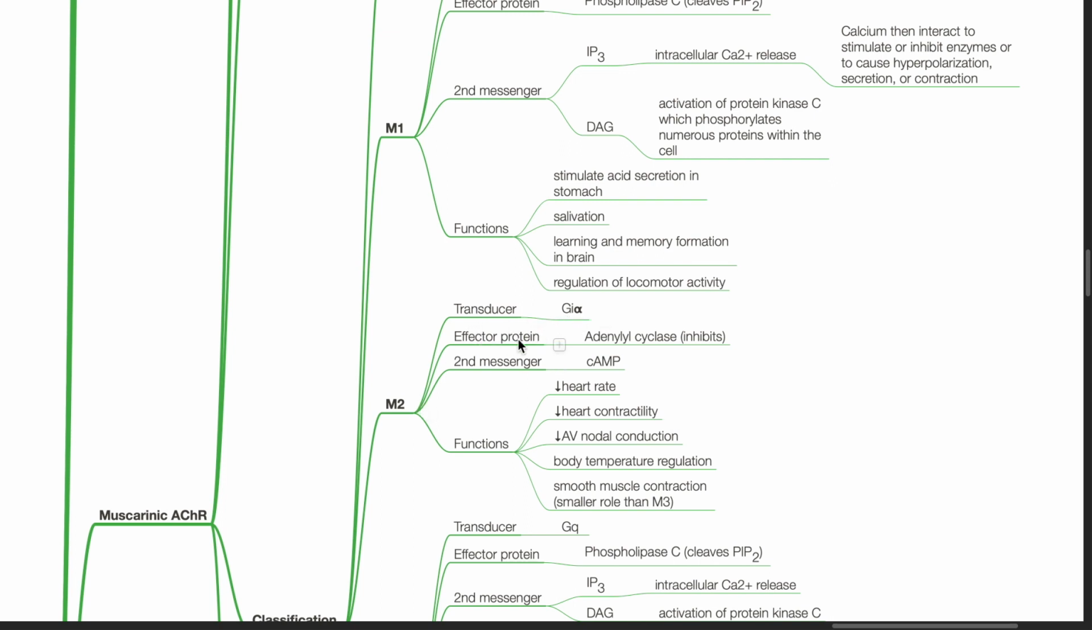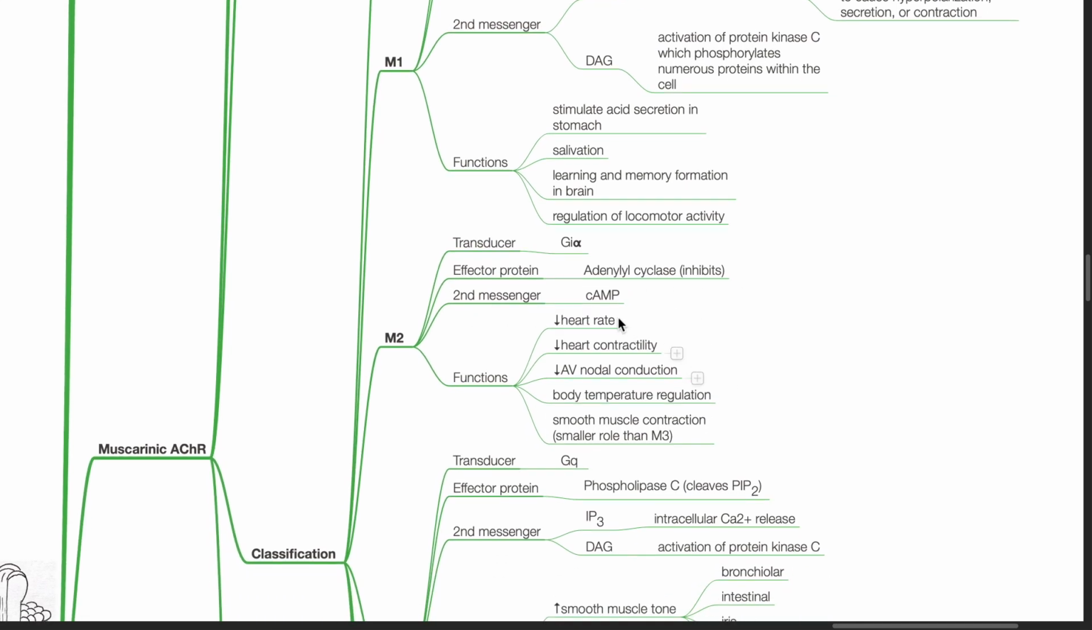M2. Transducer is Gi alpha. Effector protein is adenylyl cyclase, which inhibits. Second messenger is cAMP. Functions: reduce heart rate, reduce cardiac contractility, reduce AV nodal conduction, body temperature regulation, and smooth muscle contraction, a smaller role than M3.